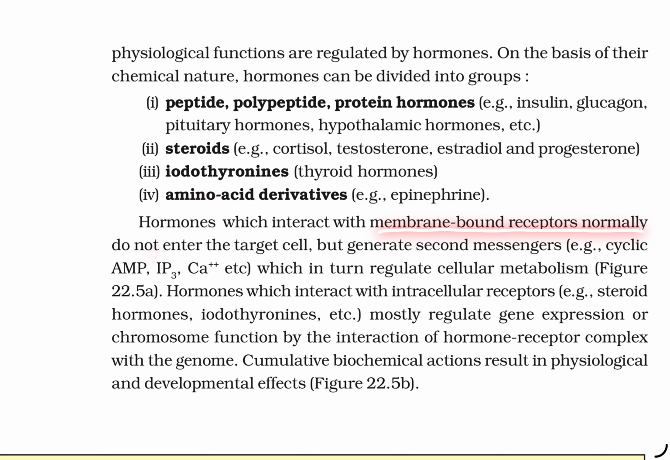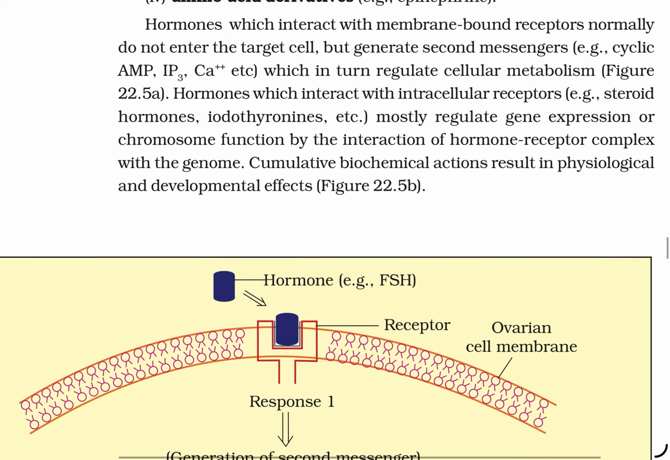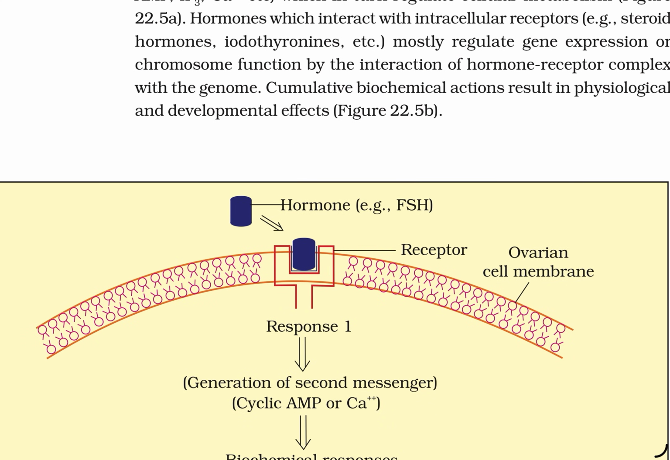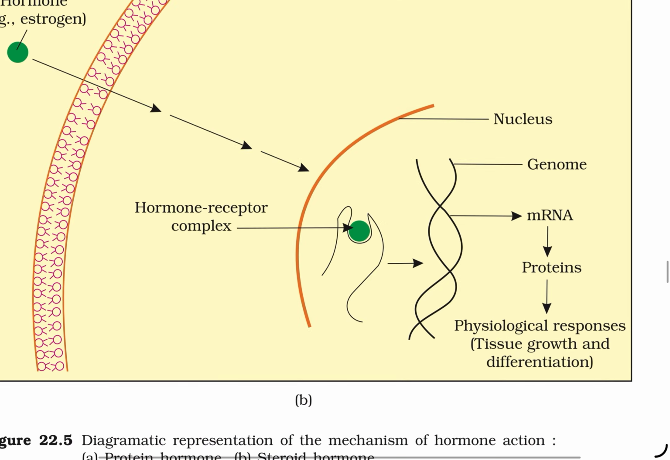Hormones that interact with membrane-bound receptors normally do not enter the target cell but generate second messengers such as cyclic AMP, IP3 and calcium ions, which in turn regulate cellular metabolism. Hormones also interact with intracellular receptors. Steroid hormones and iodothyronines mostly regulate gene expression or chromosome function through interaction of the hormone-receptor complex with the genome. The cumulative biochemical action results in physiological and developmental effects.